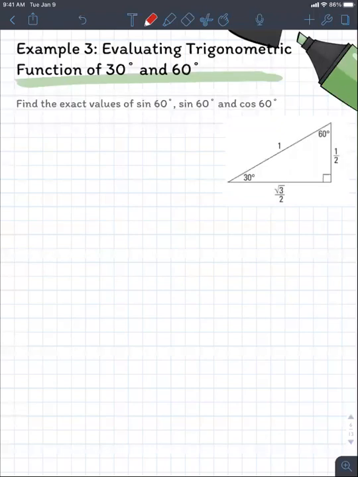I clearly messed up when I was typing this. This should say sine, cosine, and tangent. Not sure what happened to my typing skills there. So sine, cosine, and tangent, this time 60 is our reference angle. So we're talking about adjacent and opposite of 60. So sine 60, cosine 60, and tangent of 60.